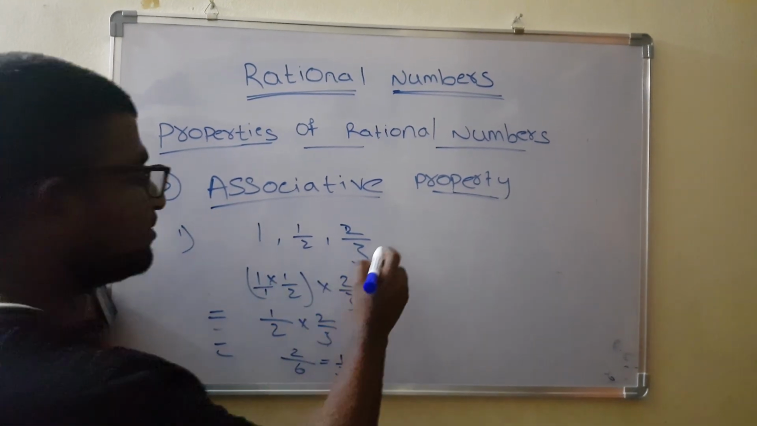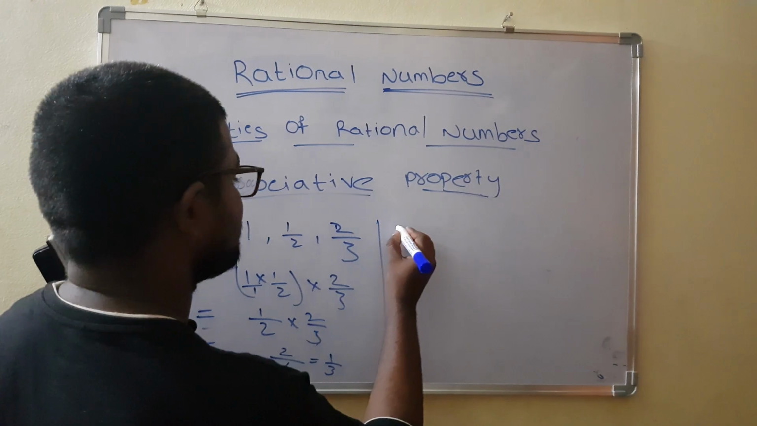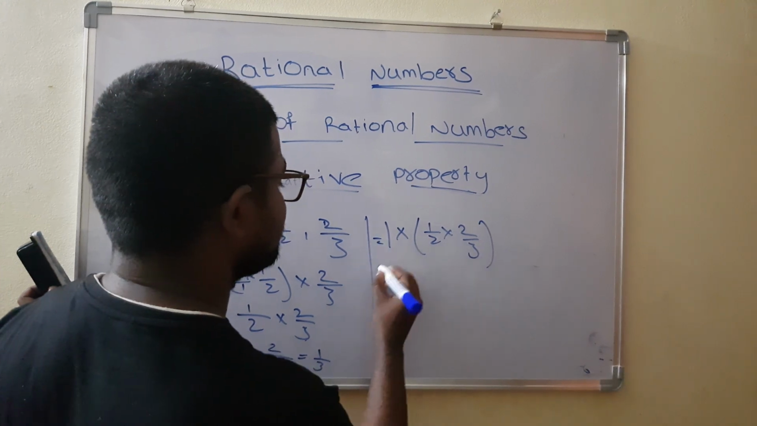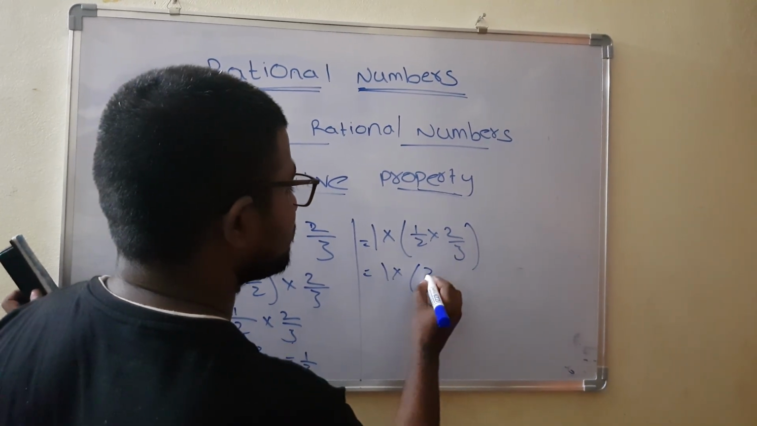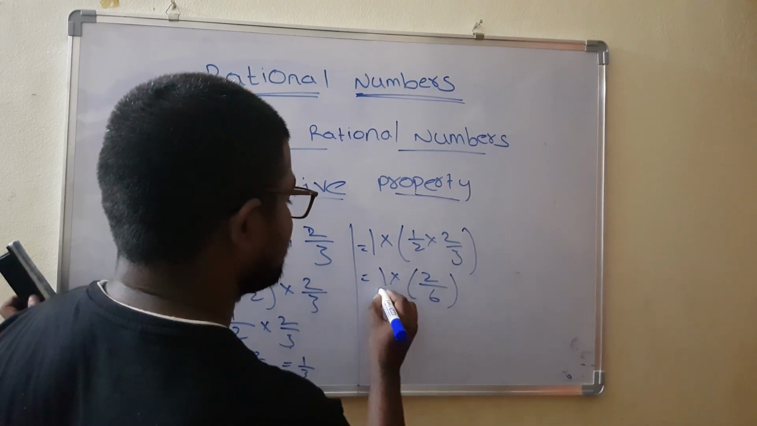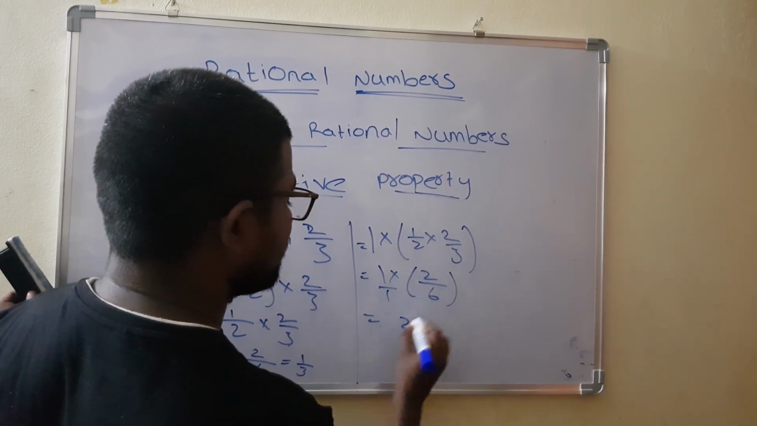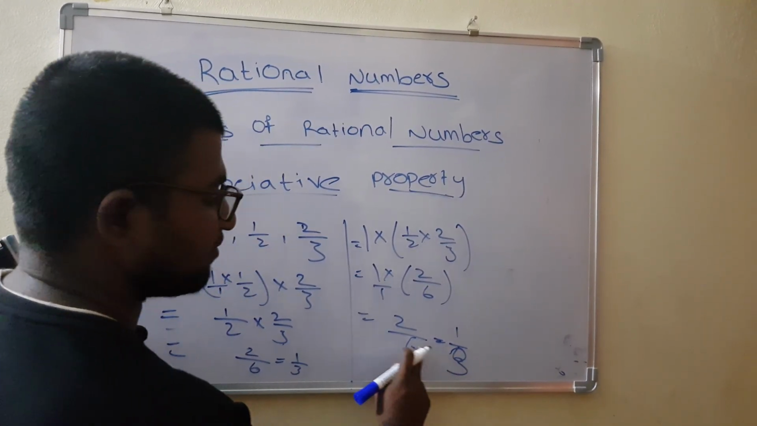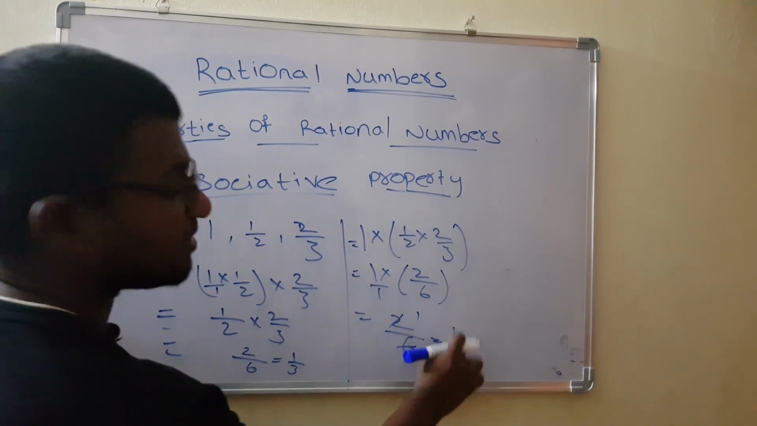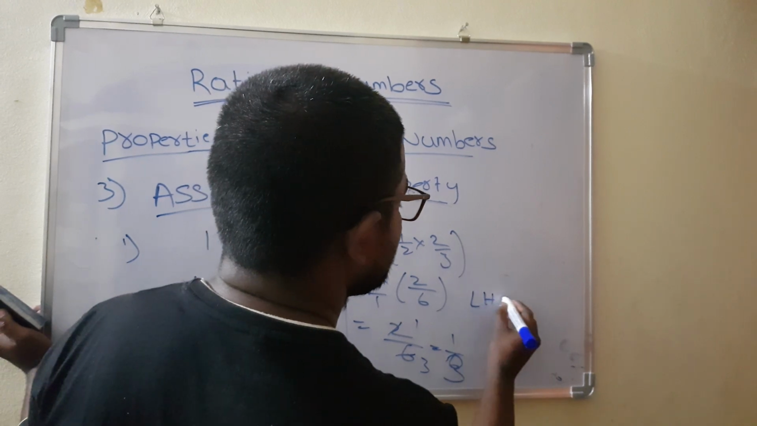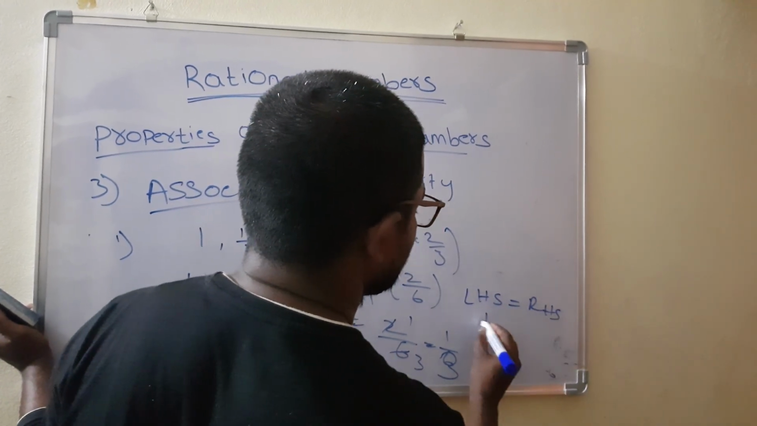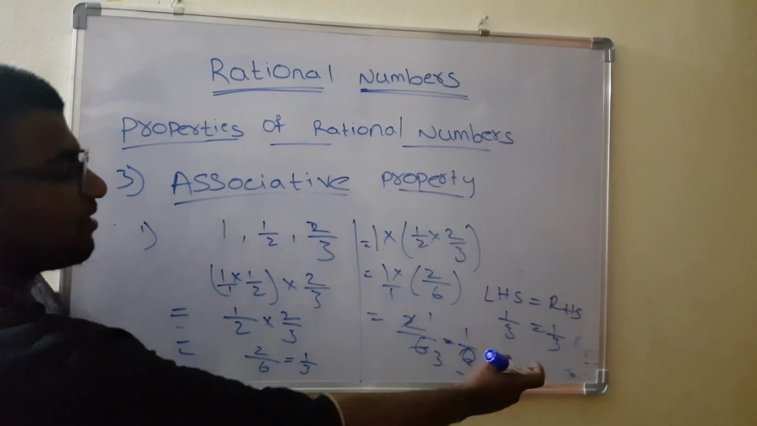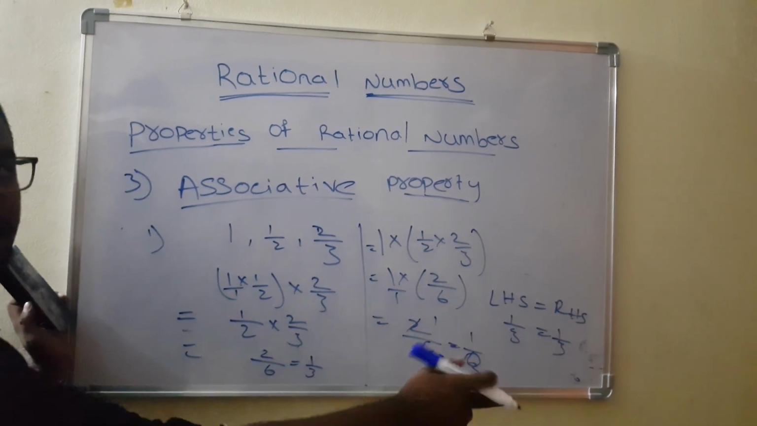By changing the order on the binary operation, that is 1 into 1 by 2 into 2 by 3. That is 1 into 2, 2. 2 into 3, 6 by 1. That equals 1 into 2, 2. 1 into 6, 6. That equals 1 by 3, sorry, 1 by 3. That is 1 by 3. That is LHS equal to RHS. This is 1 by 3 equal to 1 by 3. Associative property holds on multiplication. Because LHS equal to RHS, by changing the order, we get the same result.